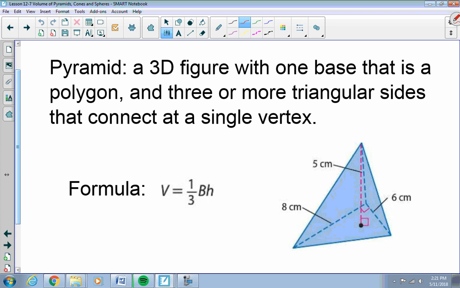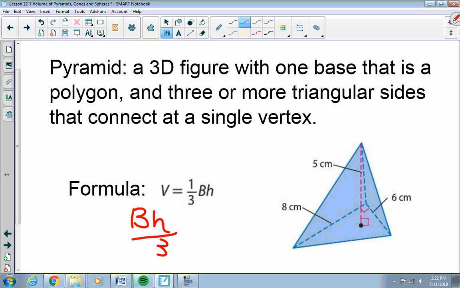Formula, I'm going to write it like this. Base times height, that's a B, times height. Actually, I'm going to rewrite that. Base times height divided by 3. Multiplying by a third and dividing by 3 is the same thing. The reason why I'm showing you this is so you don't have to worry with the fraction. Okay? Simple? Yeah.